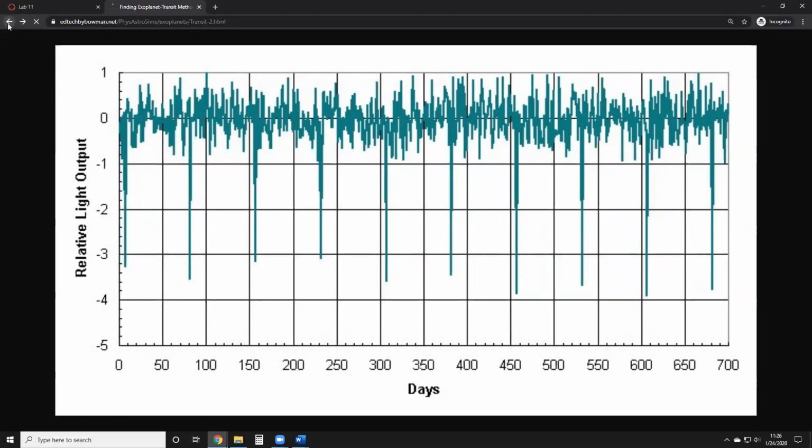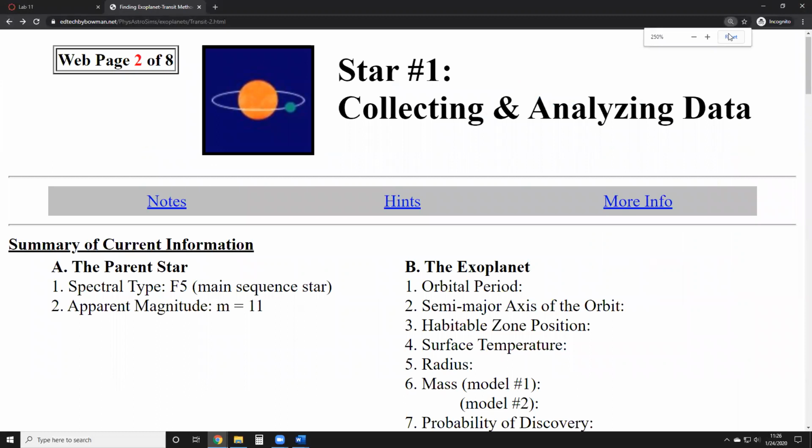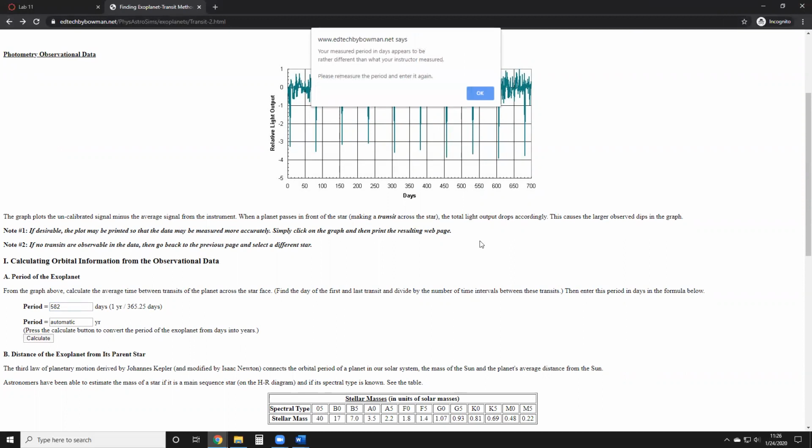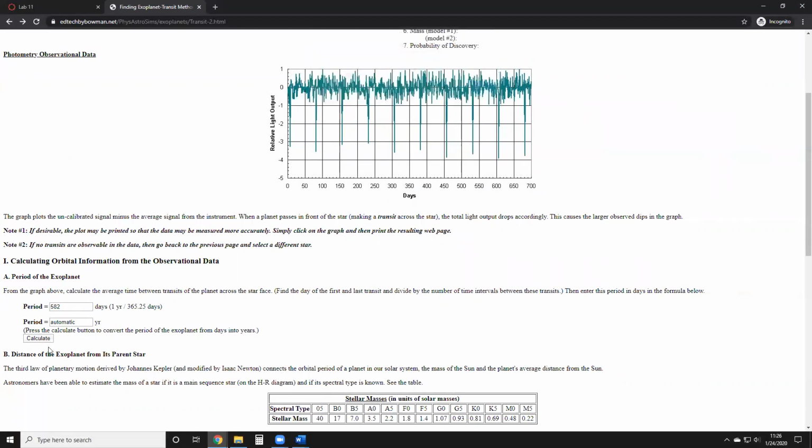So I'm going to click back. I'm going to unzoom it. And I'm going to keep 75 in mind, but I want to show you what happens if you don't quite get the right number, right? This is way off. But if you get something that's not within their acceptable error, you're going to get a message that says, nah, go back and do it again. Okay. So we have 75 days.